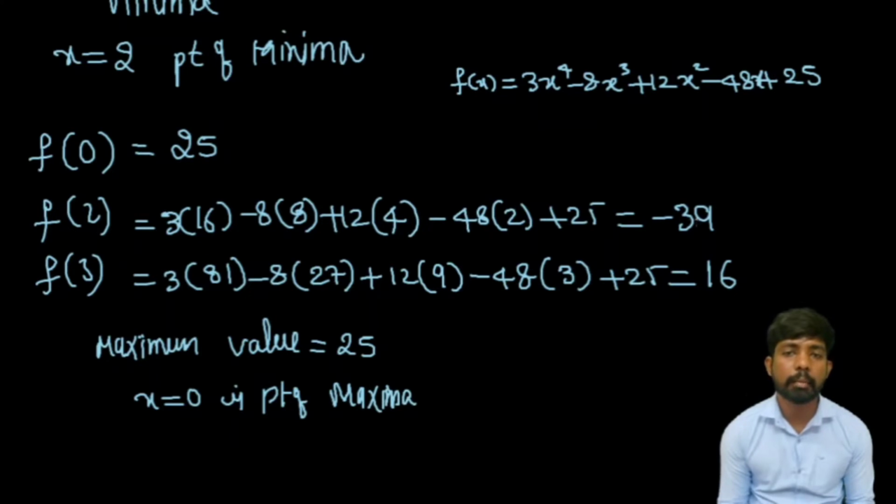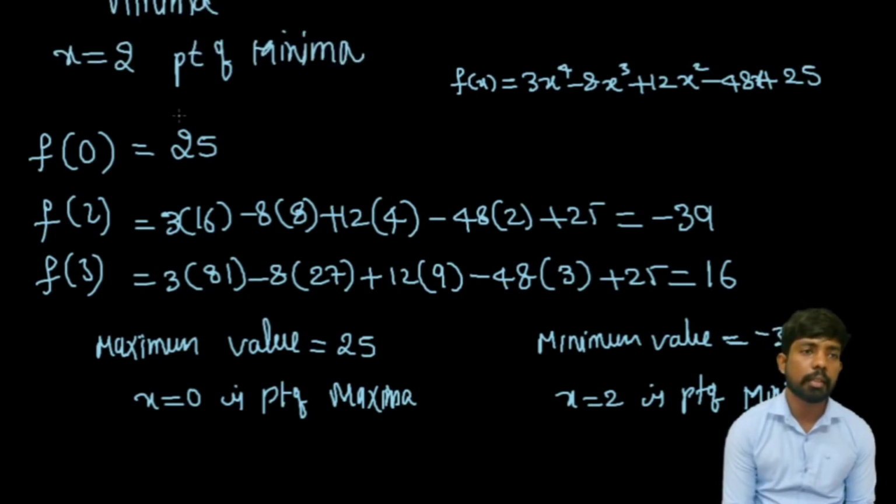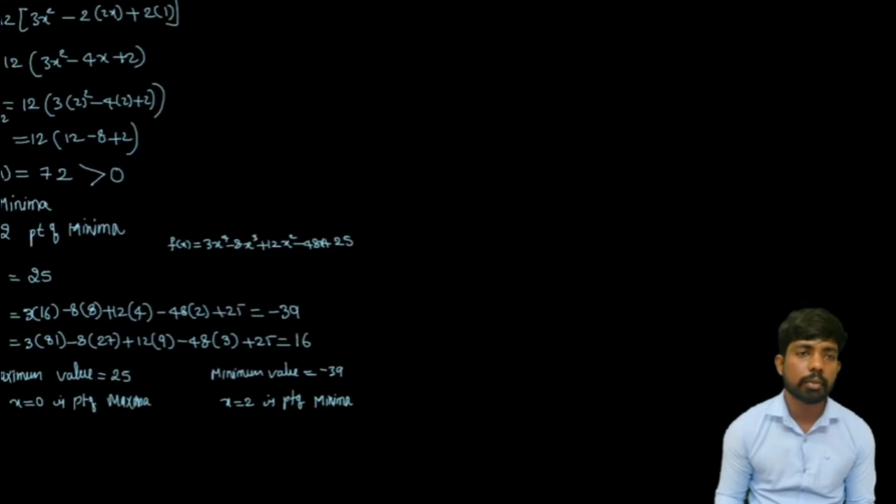And where is it minimum? Minus 39 is the minimum value. So the minimum value equals minus 39. Where is it minimum? At x equals 2, it is minimum. So x equals 2 is the point of minima. That's all, this is the result. What is being asked? Minima and maxima, right? So this is the solution.